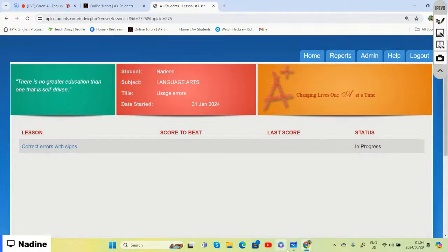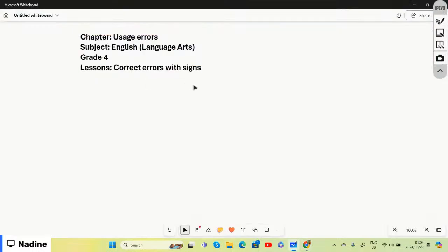All right, so our chapter is usage errors. Our subject is English Language Arts, grade 4, and the lesson that we are going to be focusing on under the chapter of usage errors is to correct errors with signs.